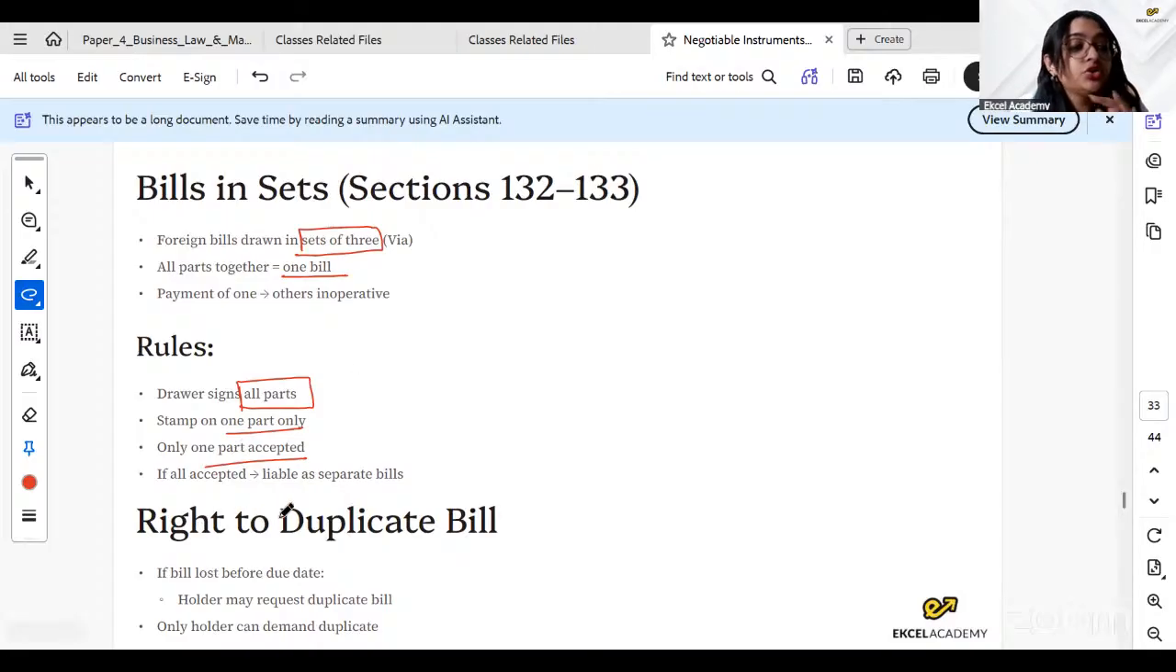And the right to duplicate your bill: if your bill is lost before your due date, the holder may request a duplicate bill, and only they can demand a duplicate.